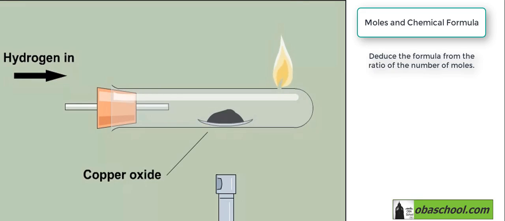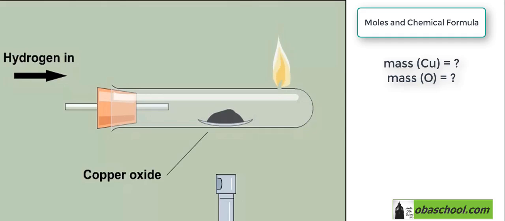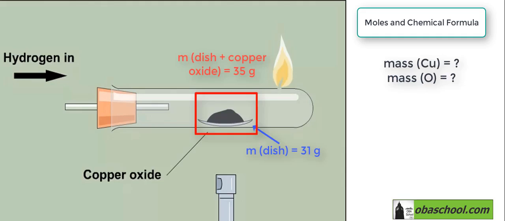To determine the formula, we need to find the masses of the copper and the oxygen present in the oxide. Before we start the experiment, we took two measurements. Mass of the dish is 31 grams, and mass of the oxide of copper, which is copper oxide, and the dish together before the experiment is 35 grams. Which means that the mass of copper oxide is 35 minus 31 equals 4 grams.